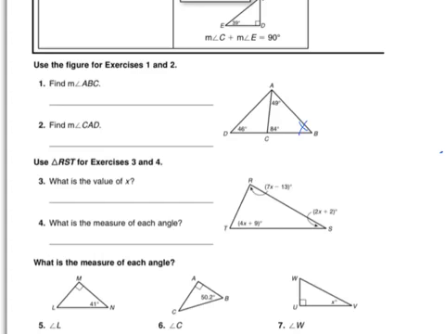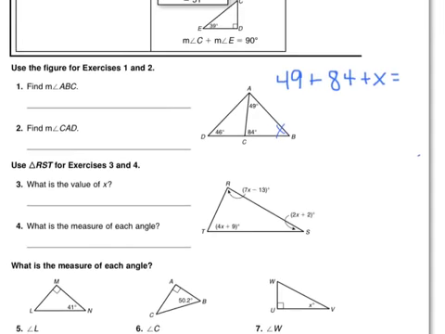Okay, so now that I've got that, what do I know about these three angles? Luke? Well, they all have to add up to 180. Yeah, they have to add up to 180. So if I was going to write this out formally, now there are many ways you could do this and not be quite so formal, but I could say 49 plus 84, you should be writing this down, plus X equals 180.